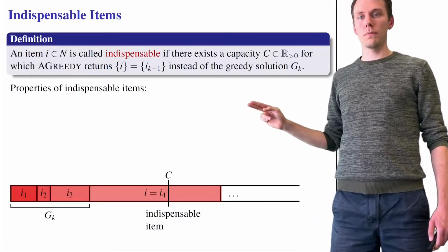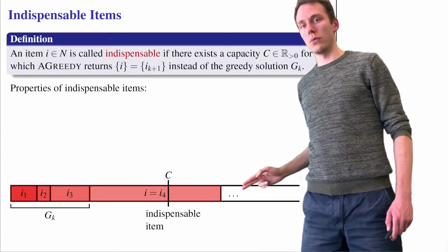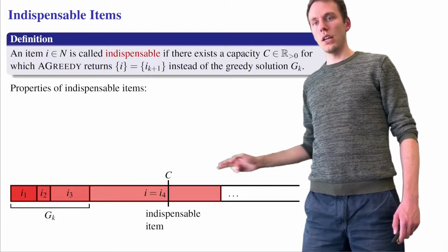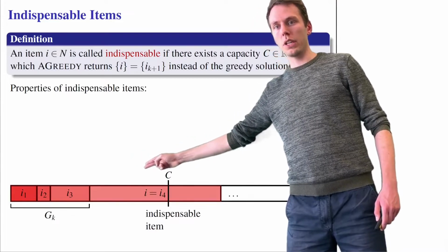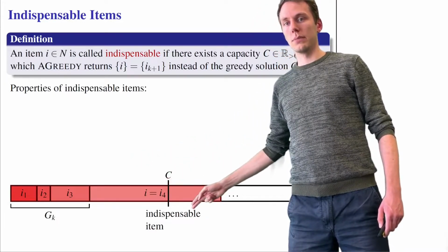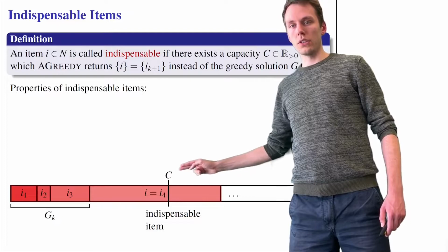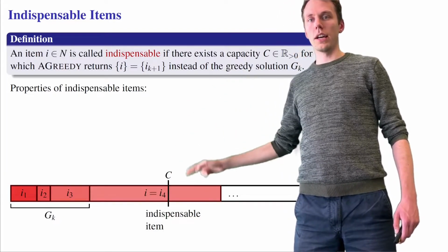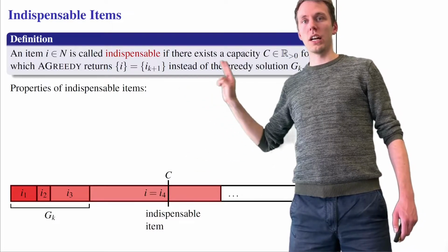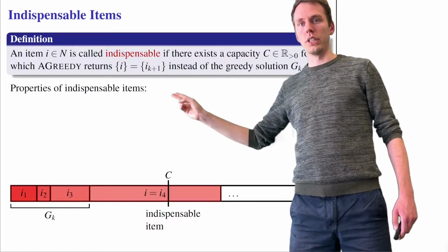We will go through some properties of these items. They will be important, and therefore we have here also a small example to visualize. We have three items building our greedy solution, I1, I2, and I3, and we have the fourth item, and this is an indispensable item. And also here is the capacity we are looking at the moment. So for this capacity, the item I4 is the fractional item and is output by the alternative greedy instead of the greedy solution.